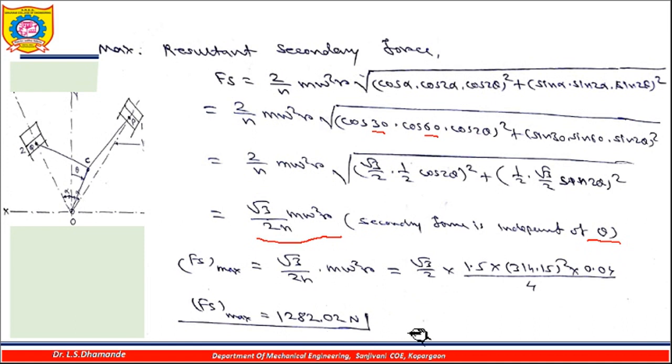So this is the way you can solve a numerical analytically for a V engine, and it is also possible to solve this numerical by the graphical method. But when you solve it the numerical way, it is necessary that you remember these equations, so it will be easy for you to get the values.